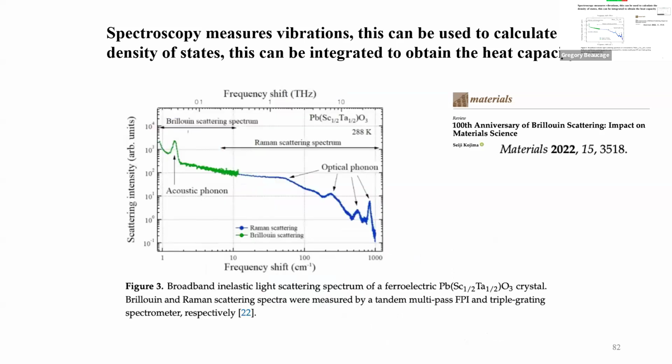This plot is a nice plot, maybe I showed this already, because it's for this ferroelectric lead, scandium tantalum oxide, I don't know exactly what it is, but it's an oxide. It's showing you all the different modes and the acoustic ones, which are about two orders of magnitude below the lowest optical energy. So optical vibrations are much higher energy.